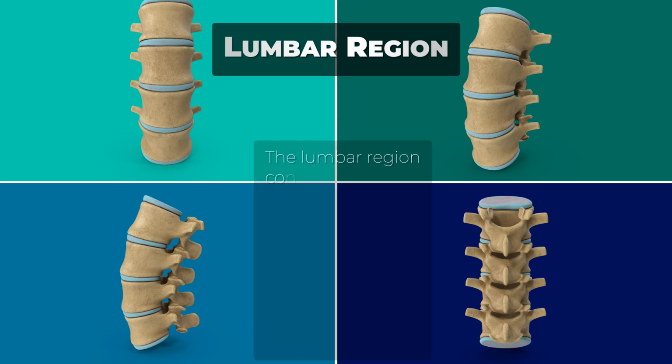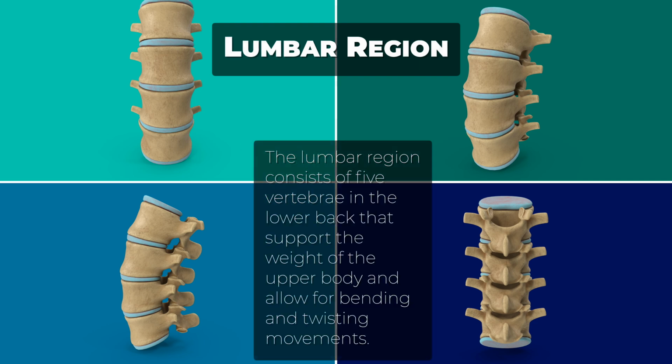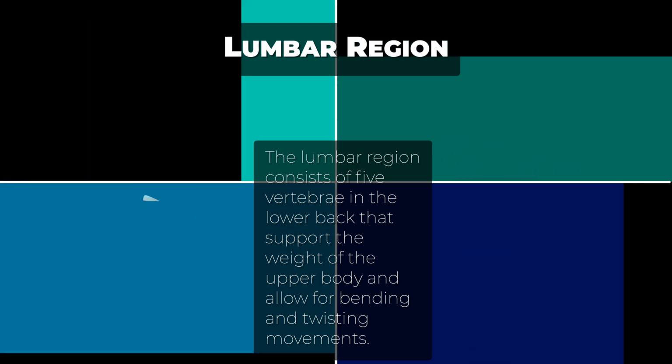The lumbar region consists of 5 vertebrae in the lower back that support the weight of the upper body and allow for bending and twisting movements.